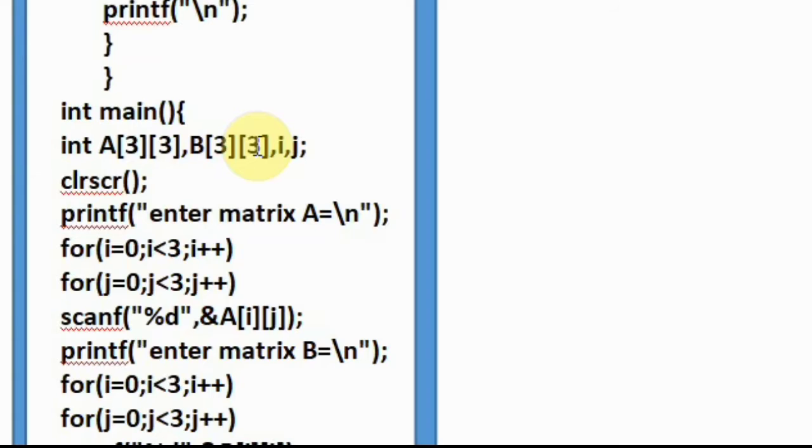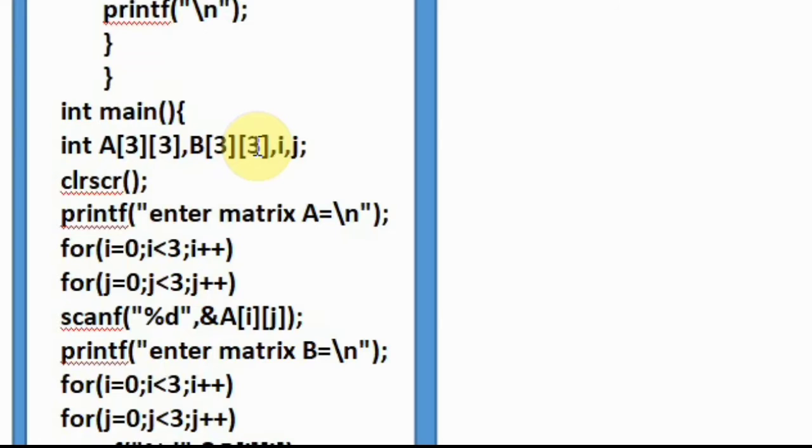If you want, you can take different kinds of dimensions, but make sure that the columns of the first matrix equal the rows of the second matrix. Then only matrix multiplication is possible. So that is the condition you need to check. But here, for simplicity, I have taken the dimension of the matrix as 3 by 3, so there is no need to check that.